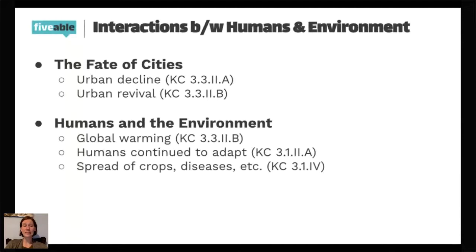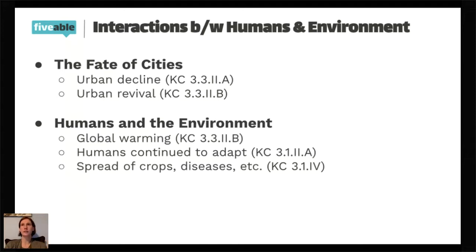Spread of crops, diseases, etc. Everybody knows the plague is a big deal for Unit 3, right? We know we've got the spread of the plague out of Central Asia, both into China and into the Middle East and Europe, along the trade networks that had been so carefully protected by the Mongols. The merchants then wind up spreading disease. The Mongols themselves also spread disease, for sure, in many cases on purpose as a form of biological warfare.